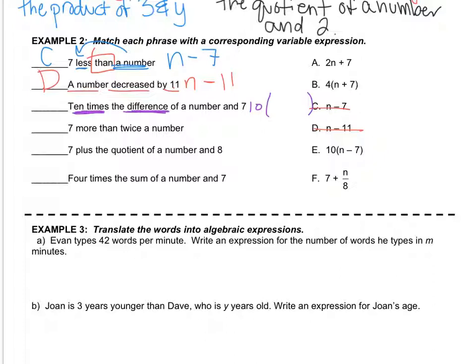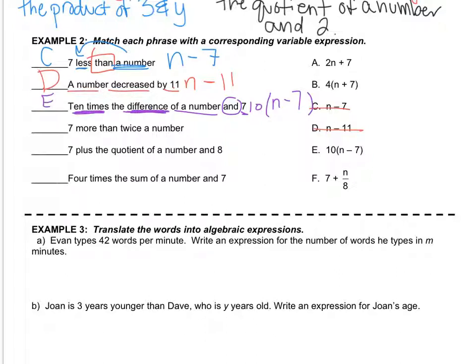So whatever you read first is the first thing you're subtracting. A number, I don't know what that is, so I'm going to put n. And means the other number. Well, what operation are we using? It says difference, so it's subtraction. What other thing are we subtracting? 7. So that matches E.